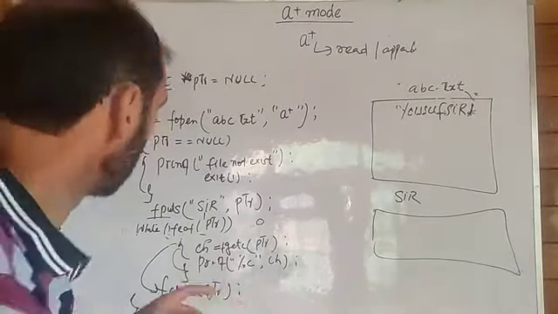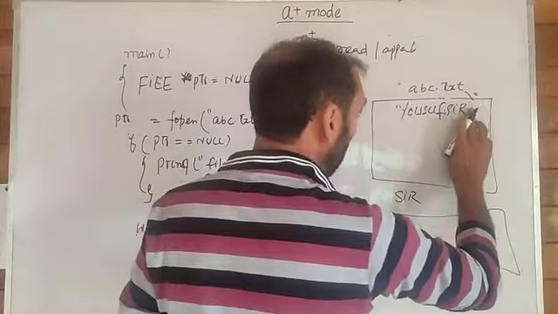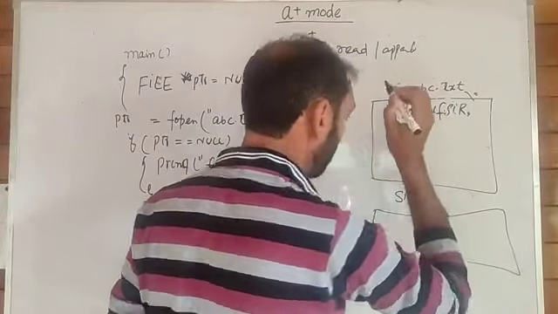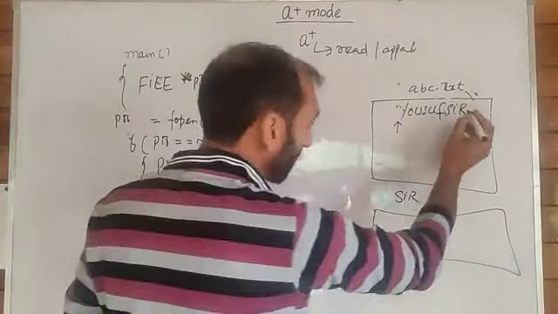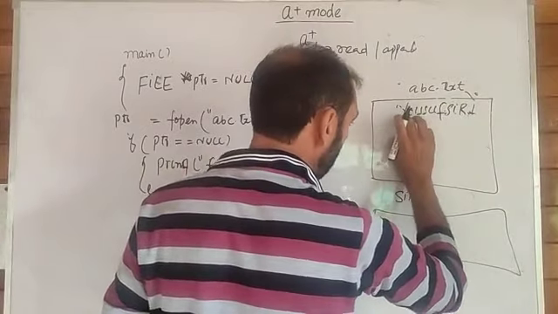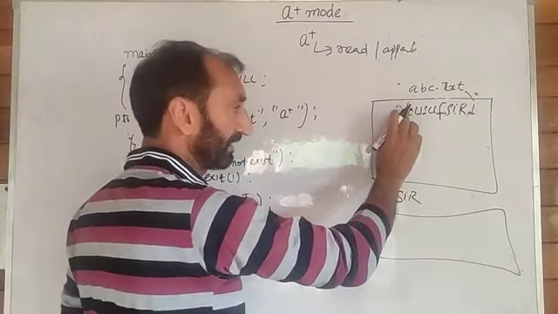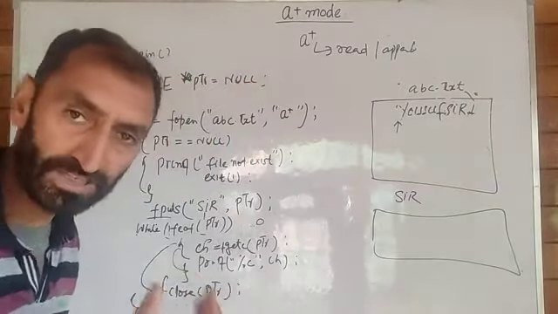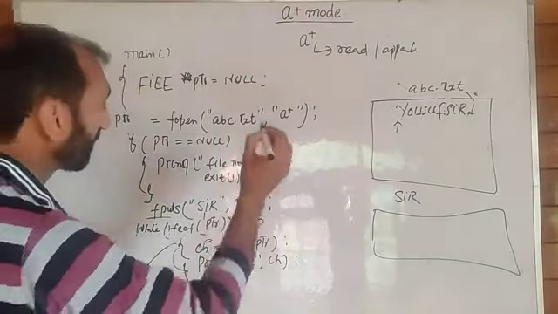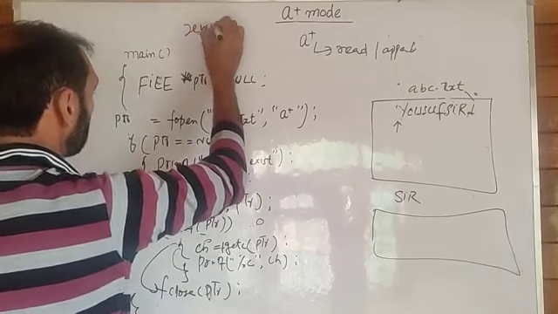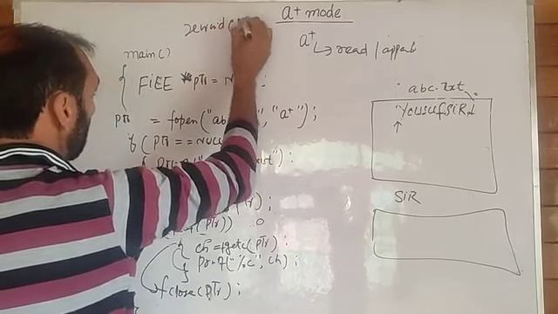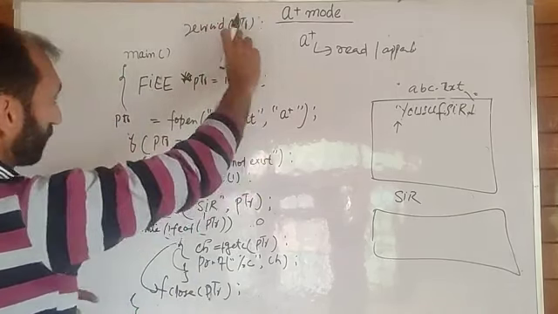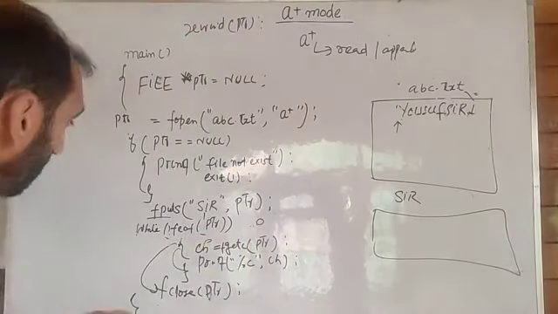Then what can we do, simply? Actually the cursor is at this location, because of end of file. So we can send the cursor back. We have already discussed in the previous video the rewind function. Rewind, R-E-W-I-N-D, and you pass the address, fptr.